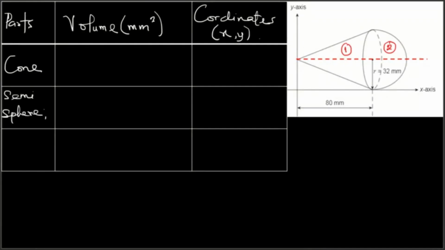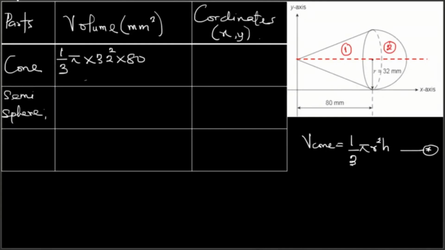So with the cone, what's the formula for calculating the volume of a cone? The volume of a cone is 1/3 pi r² h. For those of you that don't know, you're supposed to know that. So it's going to be 1/3 pi multiplied by r. The radius here is what? 32. Radius of the cone there is 32, so 32 squared. The height there is going to be what? 80. Okay. I want someone to give me the volume of the cone.